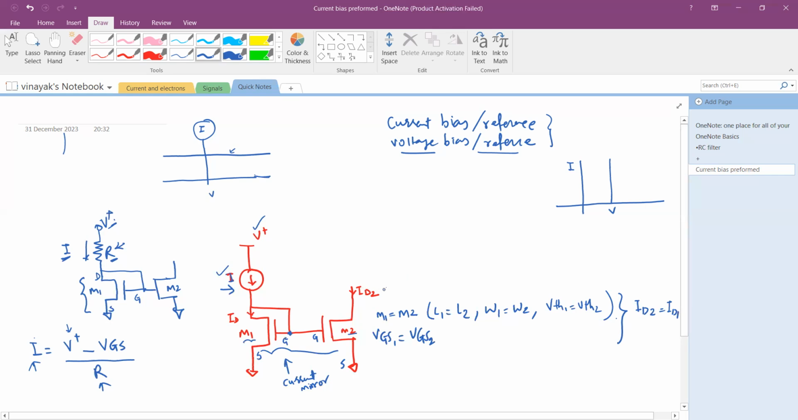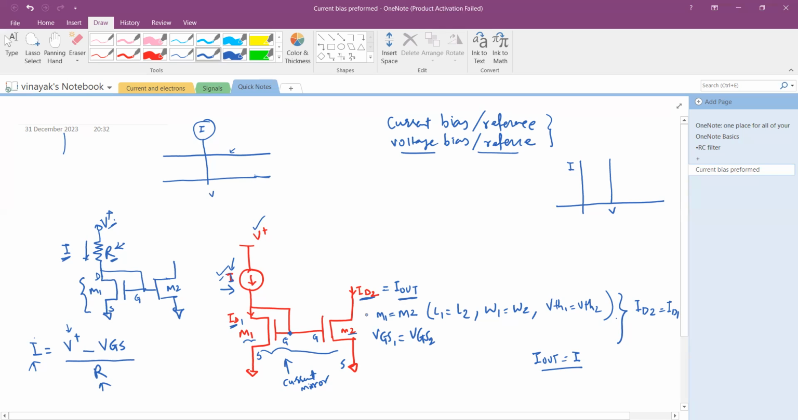And ID2 is nothing but my I out, which is an output current. And ID1 here is equal to I. So I will say I out will be I. So I have managed to mirror this input current into the output transistor, that is M2. Okay, so this is how the current mirror works.